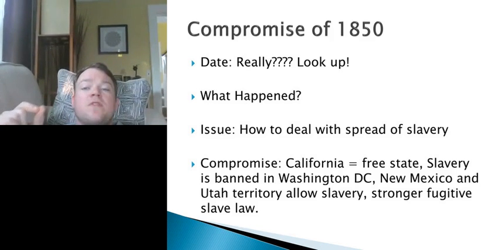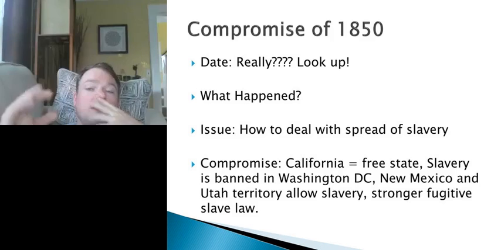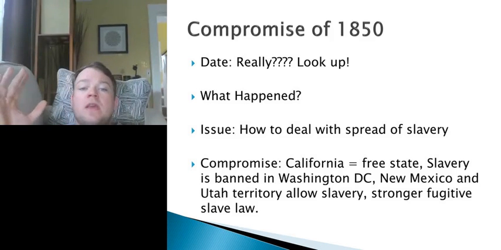The stronger fugitive slave law is going to make it so not only can slaves be brought back to the South who are escaping, but people in the North could be arrested. The Compromise of 1850 doesn't work at all. It doesn't really make anybody happy. It doesn't make the North at all happy because of the fugitive slave law.